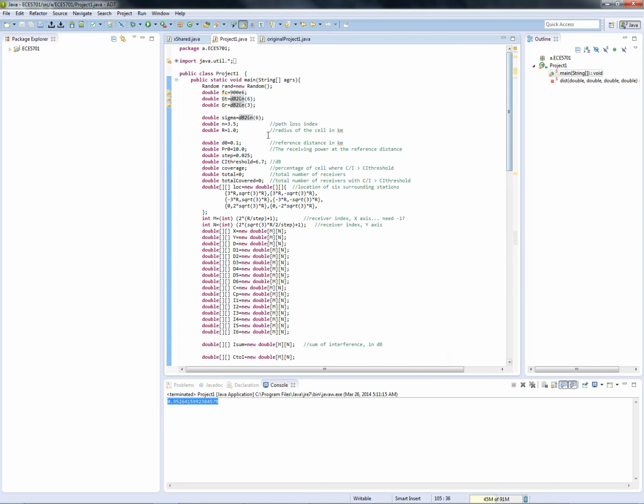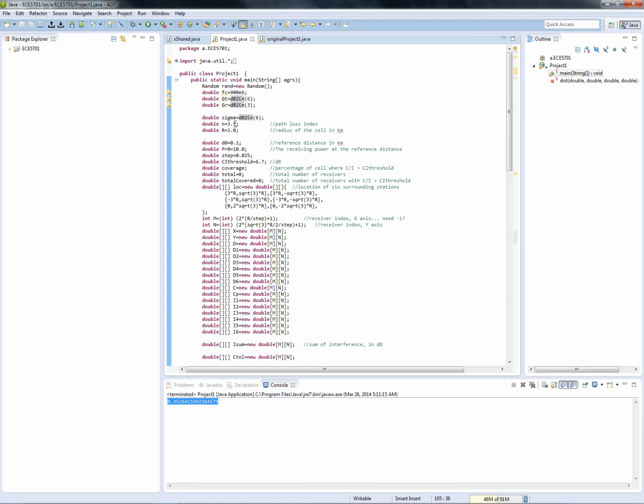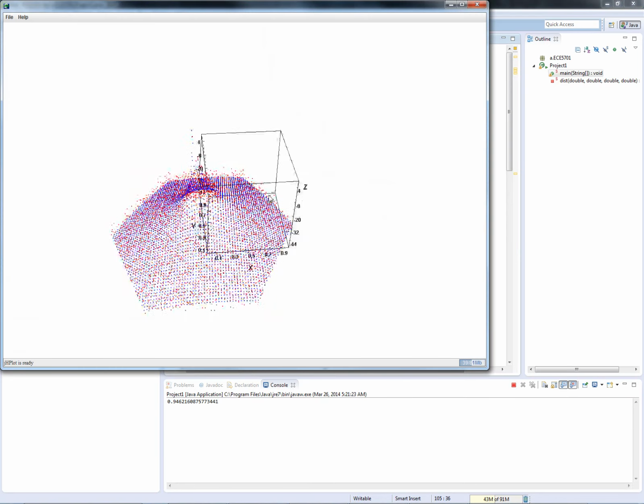And so while I was determining my simulation results, I simply varied each of these: sigma, which is the Gaussian variable shadowing effect, and n, which is the path loss index, and r, which is the radius of a hexagon from center to corner. And so I'll just do an example simulation here. If I run this, you'll see that I get a satisfactory display of a hexagon.